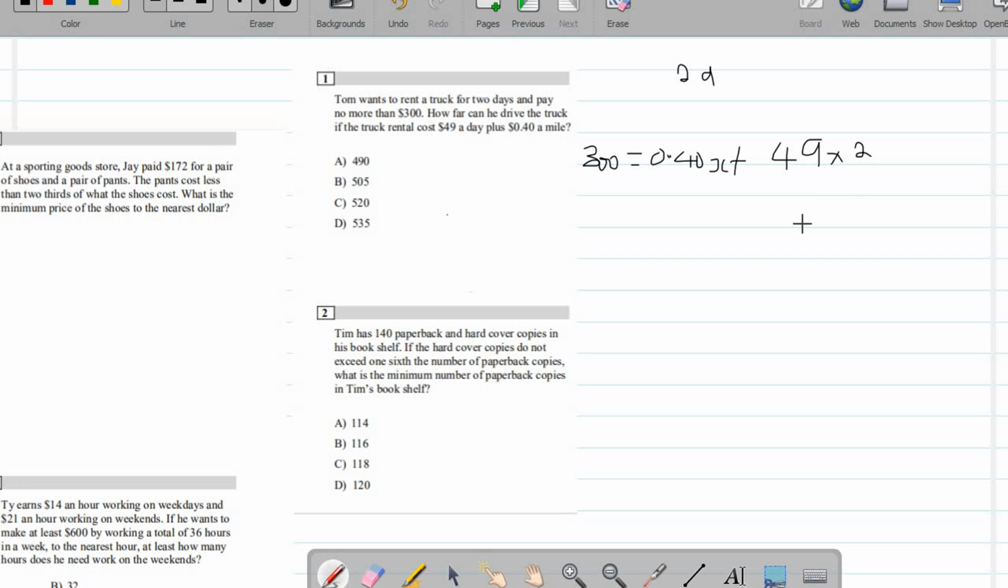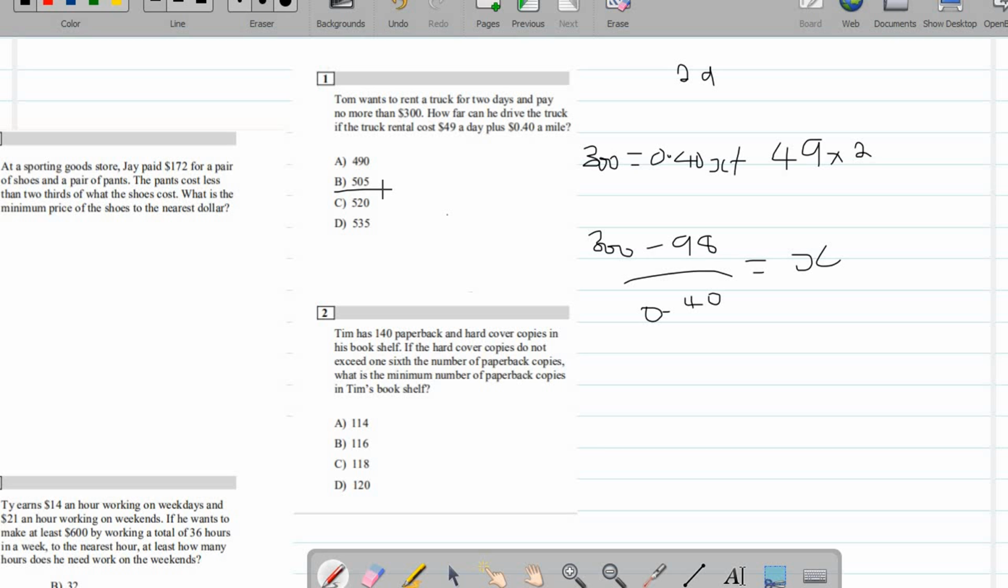You see that 49 times 2 is 98. So 300 minus 98, and then you divide it by 0.40, and that will be equal to the mileage he can go. So 300 minus 98 will give you 202. Divide that by 0.4, that will give you 505 miles. So he can drive for 505 miles.